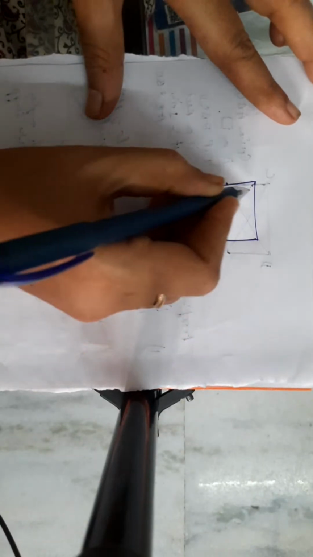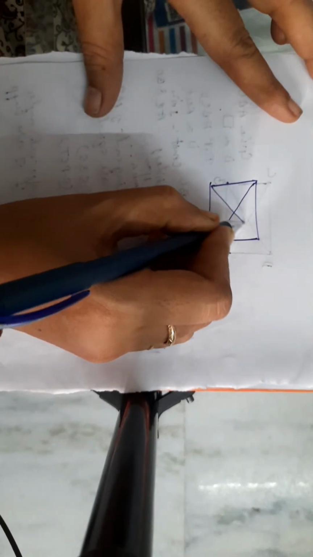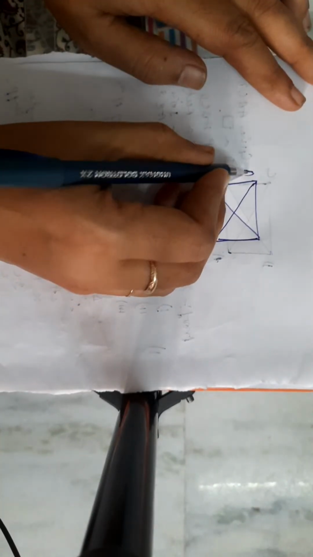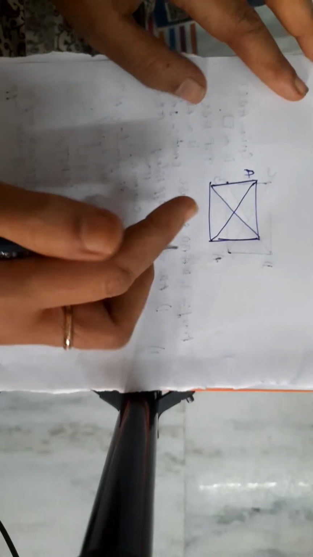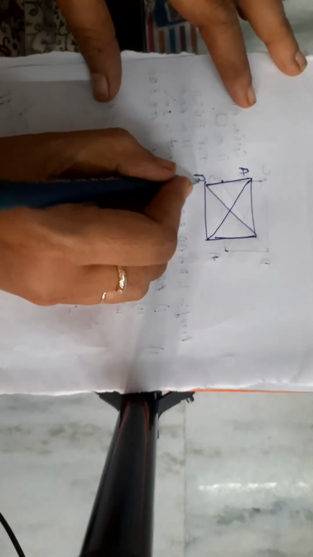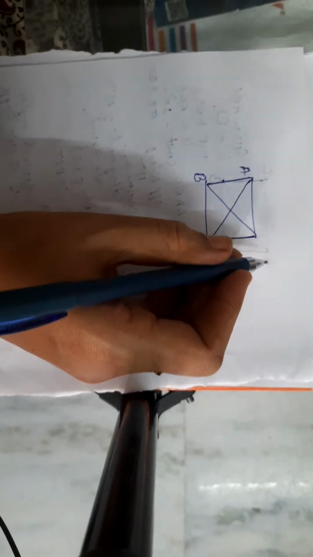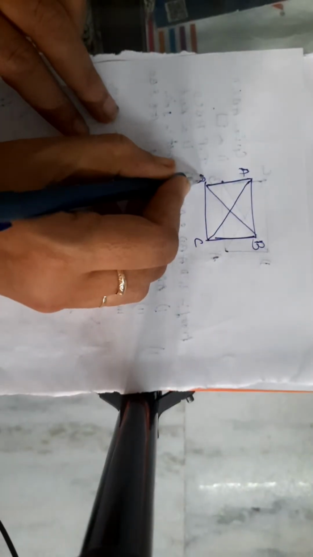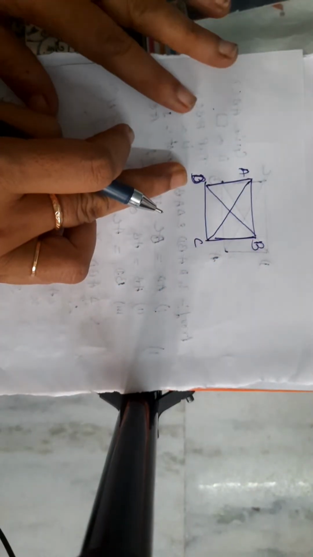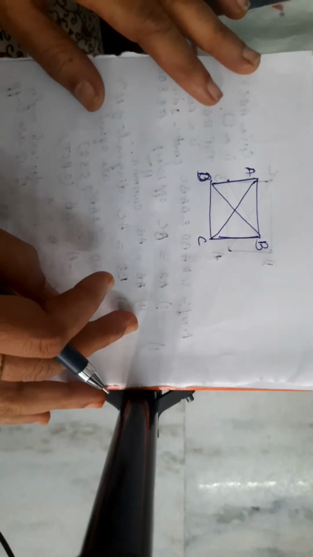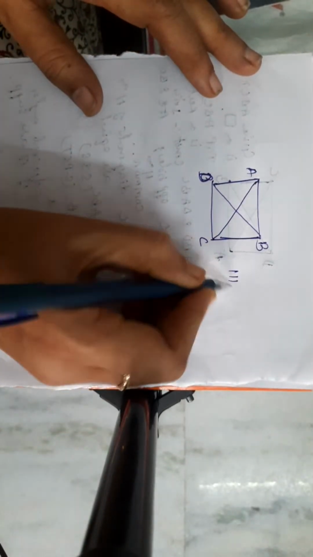It's a square and we need to make the angles 90. Here in the figure, A, B, C, D, I started with this. In this we need to prove that the diagonals bisect each other at right angle. So the third part we are proving now.